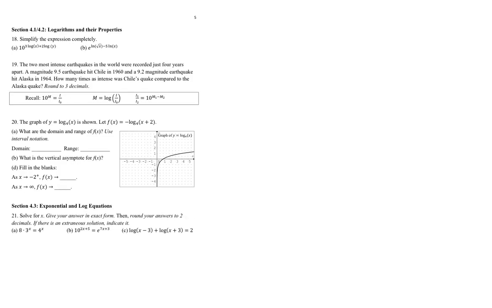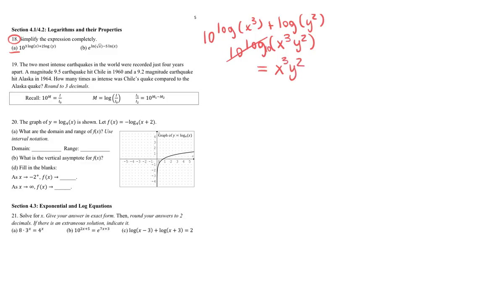Okay, let's take a look at 18a. I notice I have some coefficients in front of the log, so I'll go ahead and rewrite that. I have 10 to the power of log of x cubed plus log of y squared. And then I notice I have two logs being added together, so I can go ahead and rewrite that as multiplication inside of the log. So I'll have 10 to the power of log x cubed y squared. Then my log base isn't specified, so I go ahead and assume that it's a common log, or log base 10. And then I know that these two are effectively going to cancel each other out, and I'm just left with what's in the argument of my log, and I just have x cubed times y squared. And that's our answer.